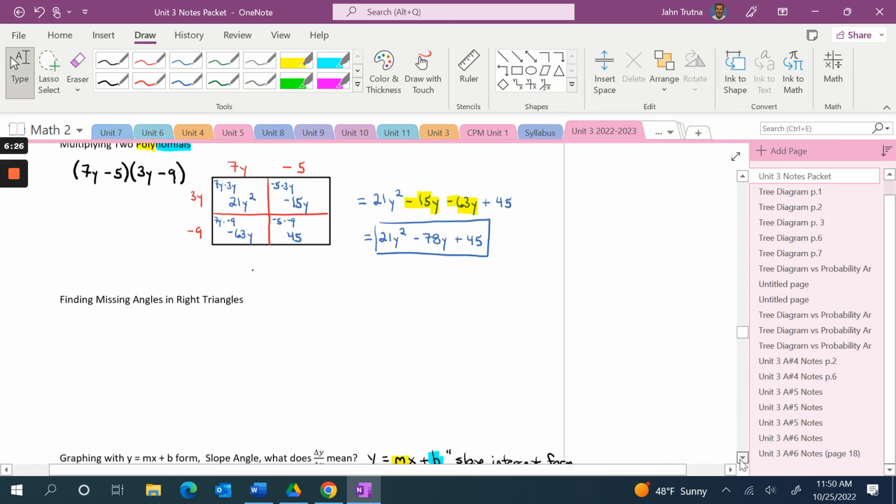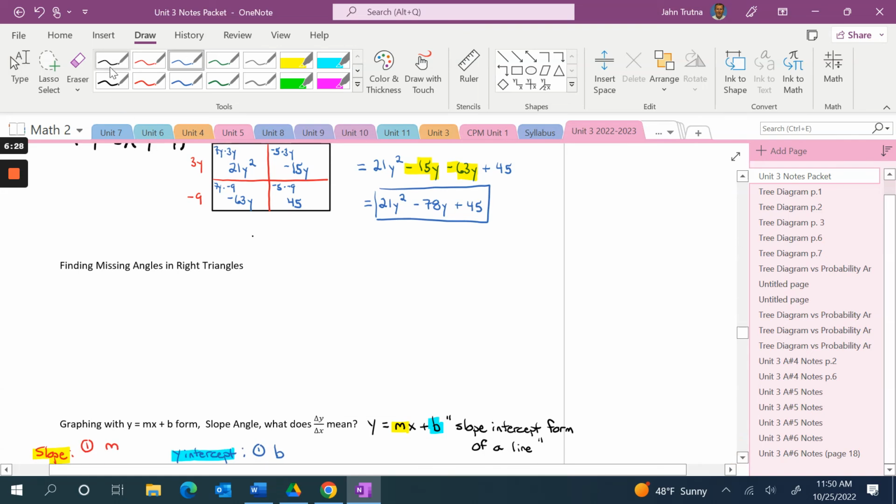Now let's go over finding missing angles in right triangles. We're going to do 3 examples here. Let's draw a right triangle. We're just going to draw this right triangle 3 times. I'm going to copy the right triangle, and then I'm just going to paste it.